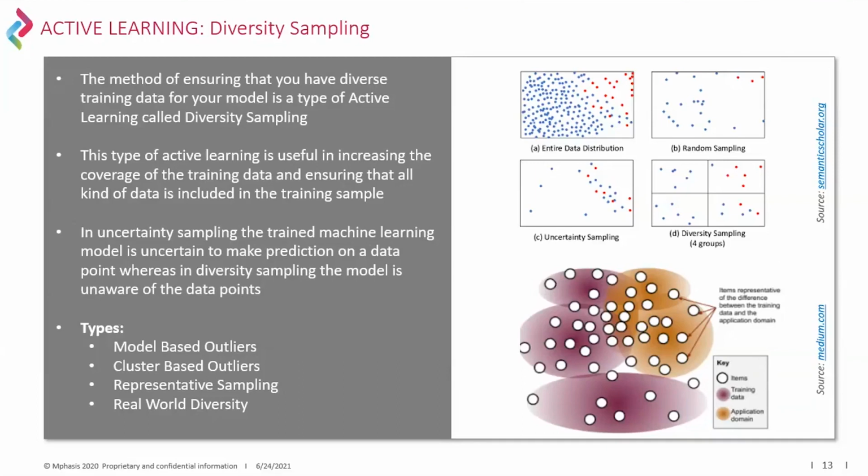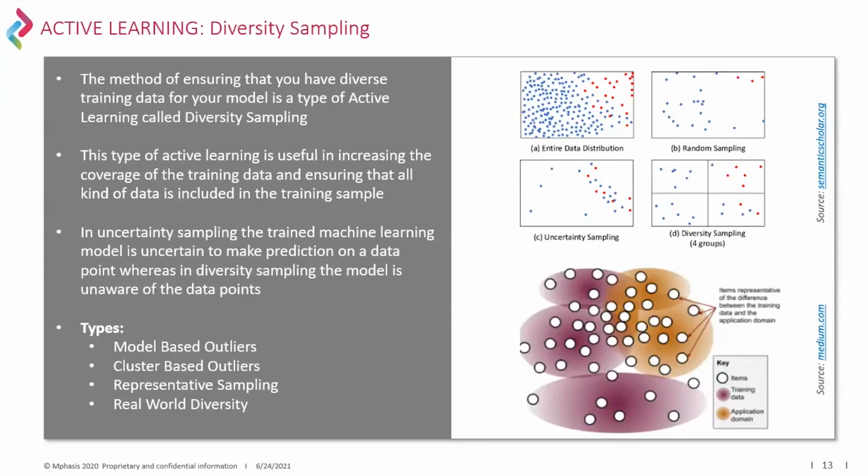There are various types of diversity sampling as well. The first one is model-based outliers. Outliers are generally very few in number, and it is difficult to have their representation in the training data if random sampling is used. So model-based outlier diversity sampling does targeted sampling for these data points. Then we have cluster-based outliers. In cluster-based outlier diversity sampling, the unlabeled data is pre-segmented using clustering algorithms, and data points are sampled from each of the clusters. And then representative sampling helps when the output variable changes over time, and due to this, new data points have very little representation in the training data.